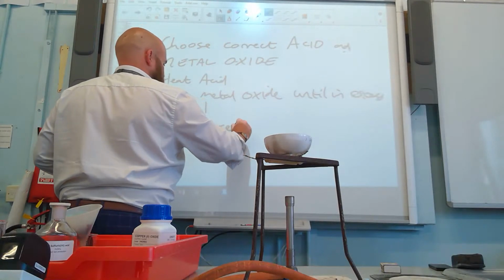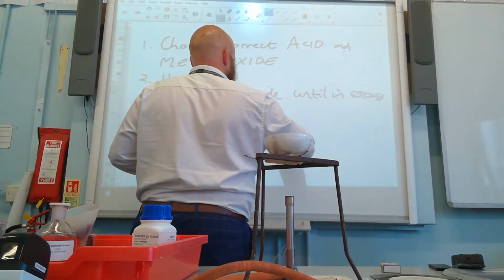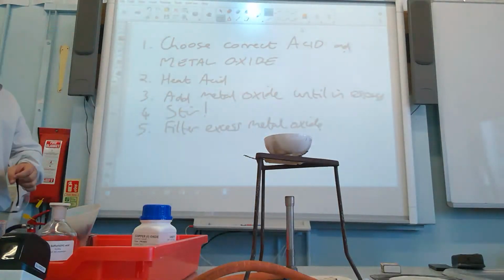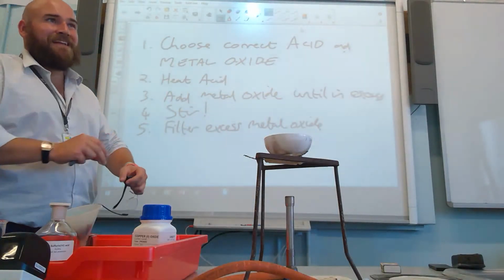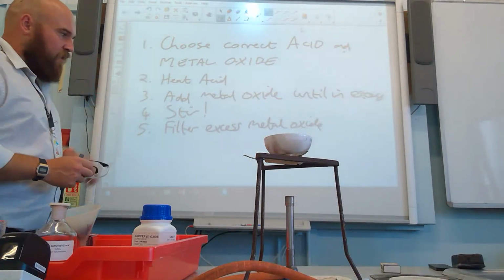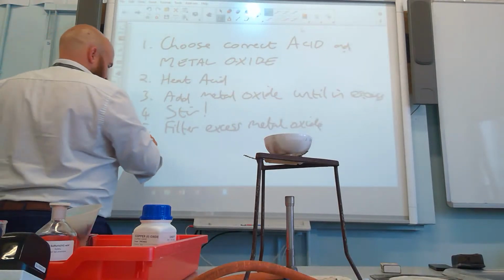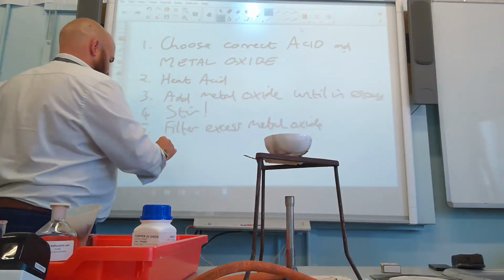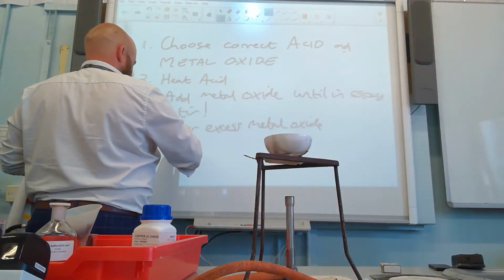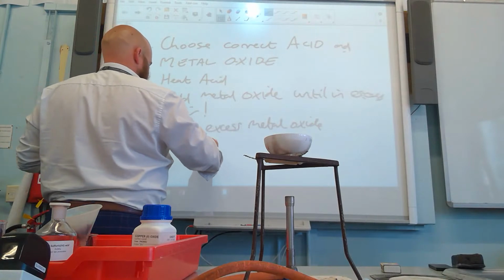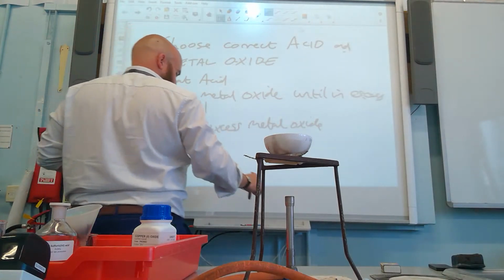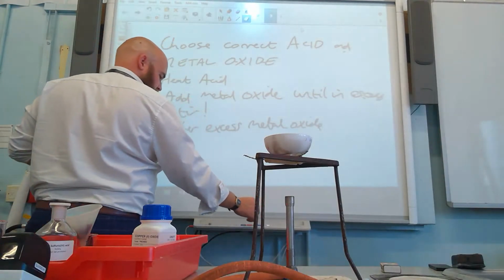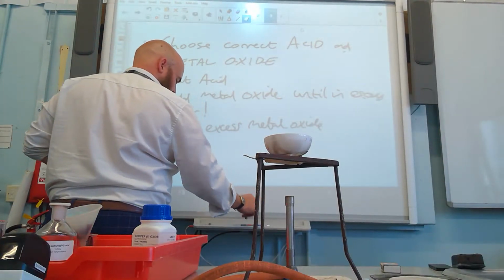So filter the excess metal oxide. And again, specify which metal oxide you're using. All right, so in your question, you're trying to make magnesium sulfate. So think about what metal oxide you're going to use. So filter the excess metal oxide, then evaporate. Let's heat the salt solution.